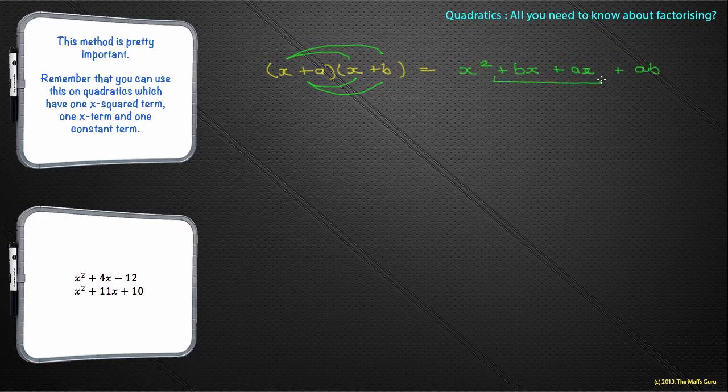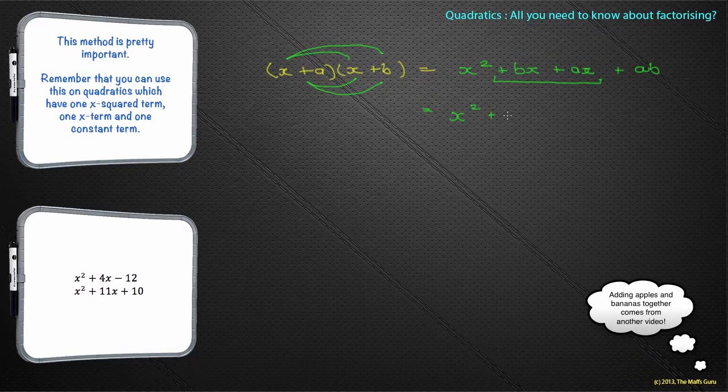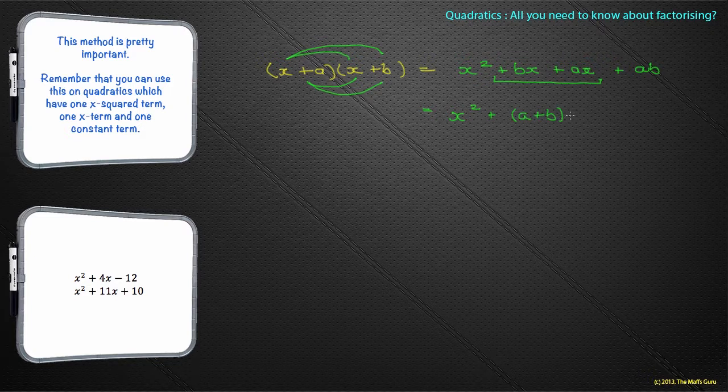Oh, this is a bit funky. I can factorize this because I've got a pair of terms that can actually be factorized. I can't add them together because I can't add apples and bananas together, but I can factorize. And so I get x squared plus a plus b in brackets times x plus ab.